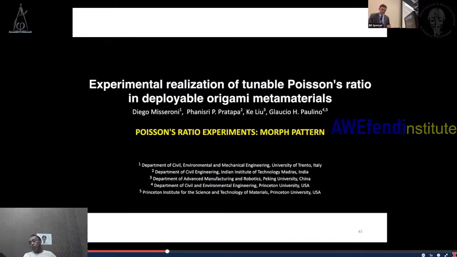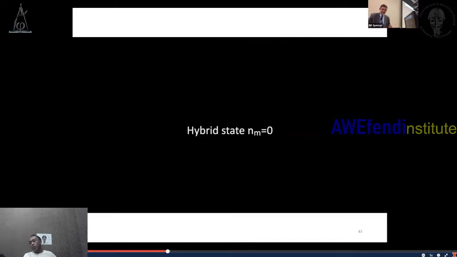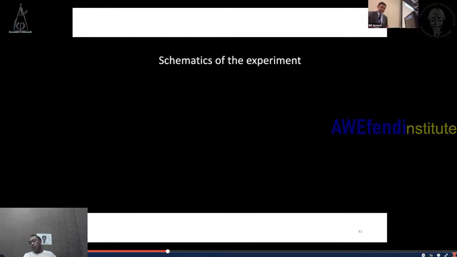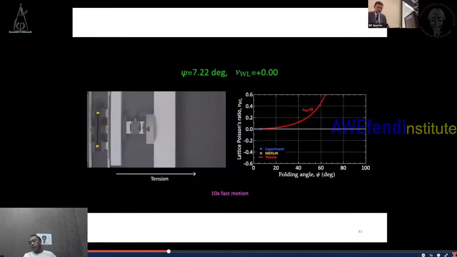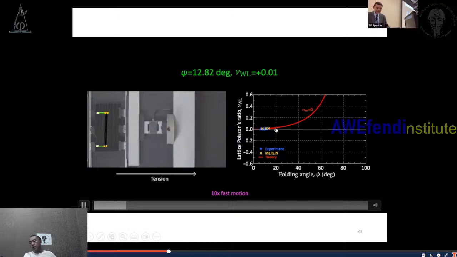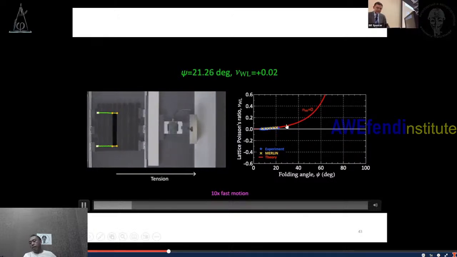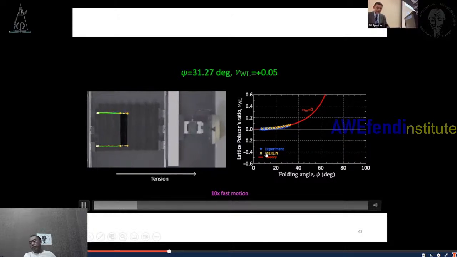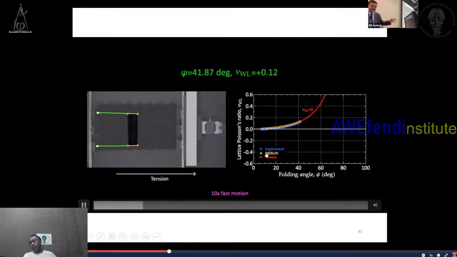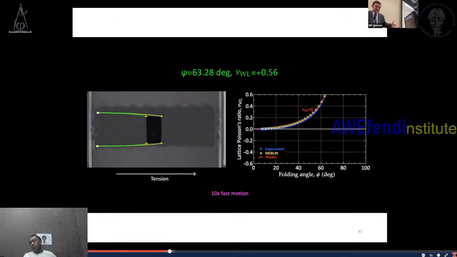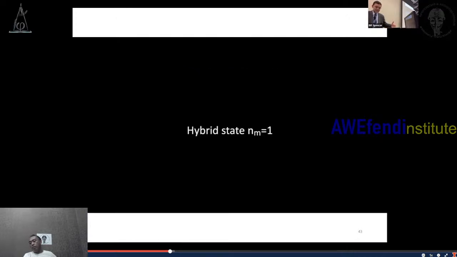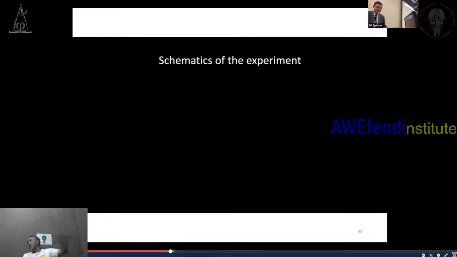And what I want to show you now is how this behaves. Let's program the material, for example. Let's start with all the units in the egg box mode, so there is no Miura unit. And then you can see here, the red is the theory, and the blue are the experiments, and the yellow I am going to show you are the simulations we did with our Merlin software. And you can see that the behavior is quite nice, and as expected, we have a positive Poisson ratio there.